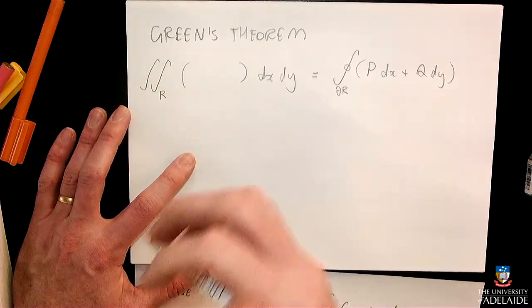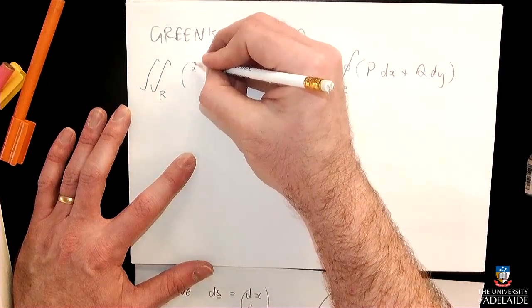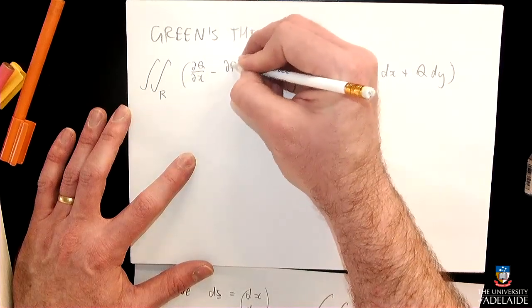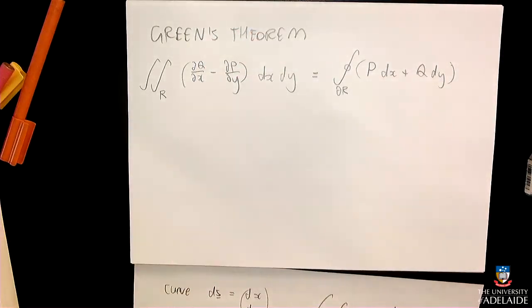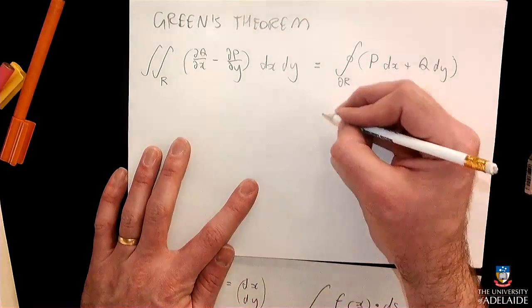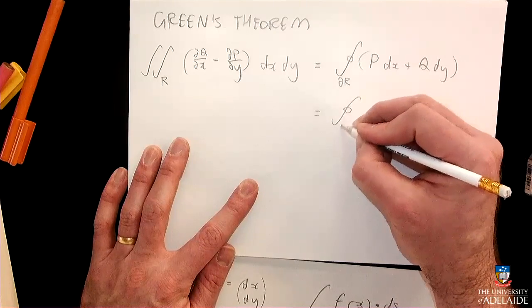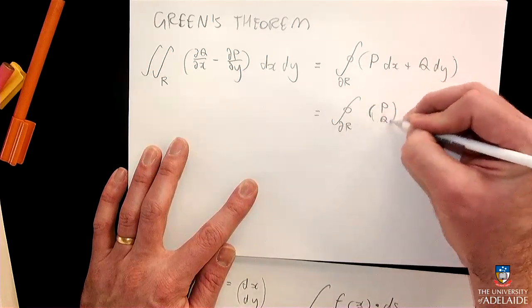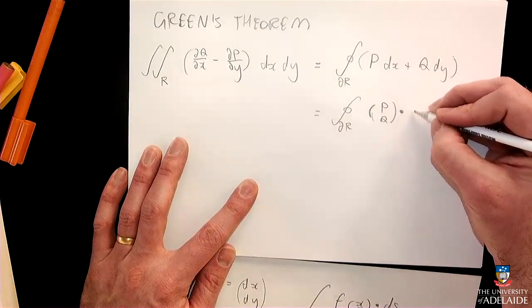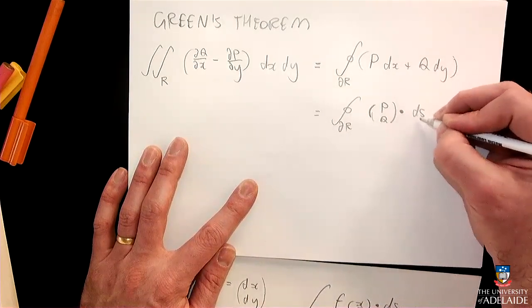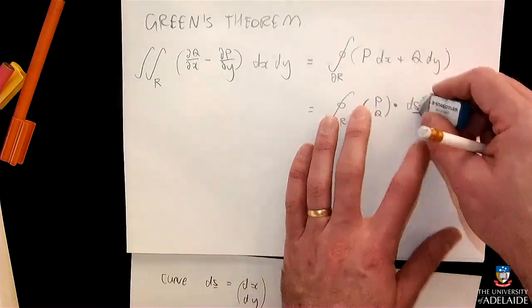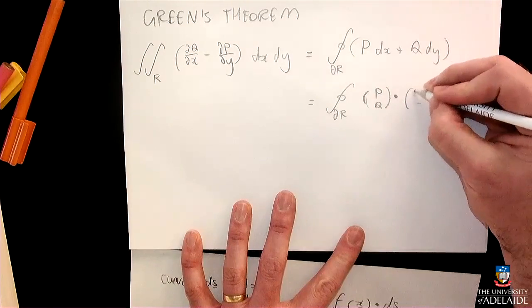And this thing here has to be dQ/dx minus dP/dy. And just to remember, this is the same as the vector function (P, Q) dot dS. This is the same thing here, because the dS is dx dy.